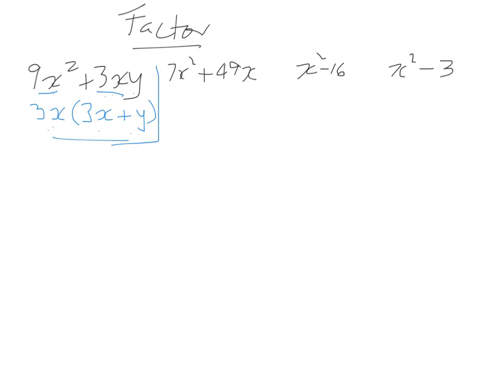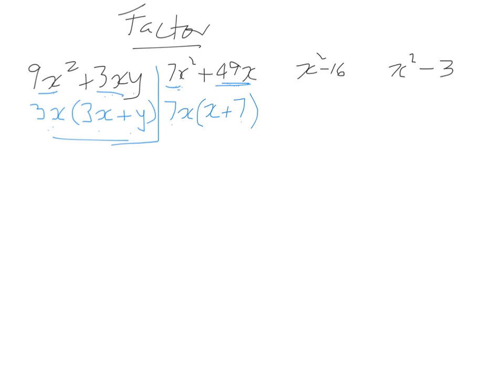Very similar here. We've got 7x squared, 49x. What numerical factor is common to both? Well, 7. 7 is common to both, so we're going to take that out. Also, we've got an x here, and we've got an x here. We've actually got an x squared here, so that means we're going to take out an x, and we are left with x plus 7, because 49x divided by 7x is 7.